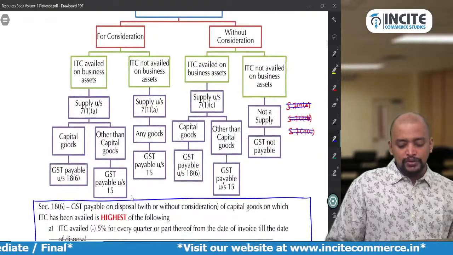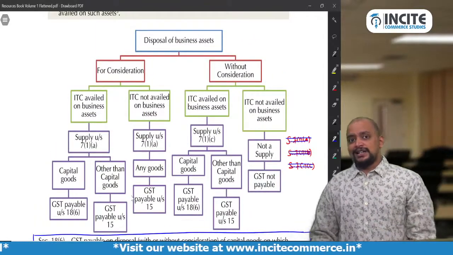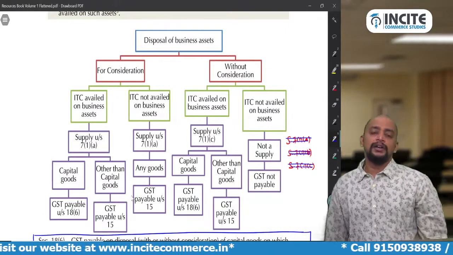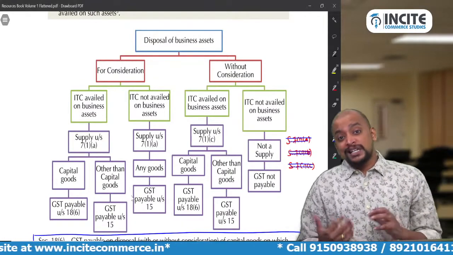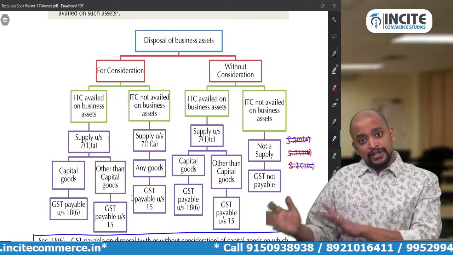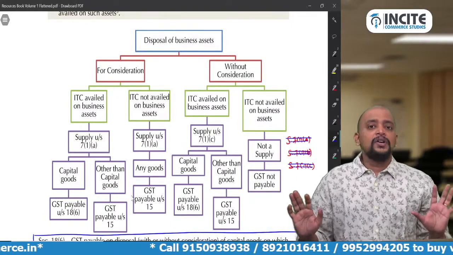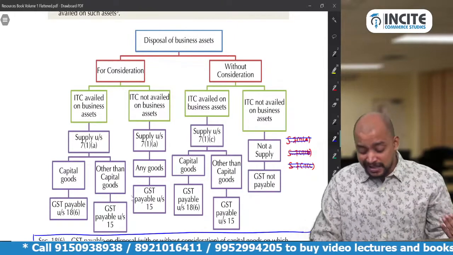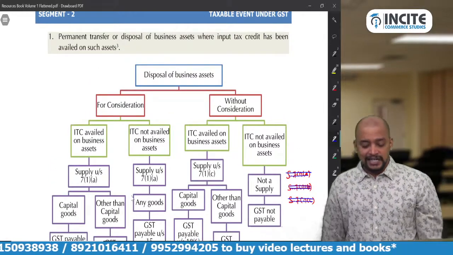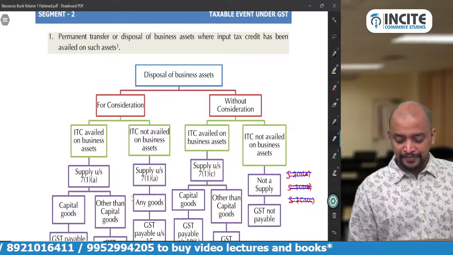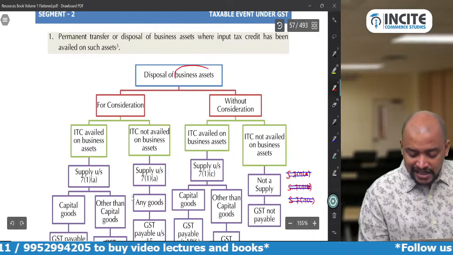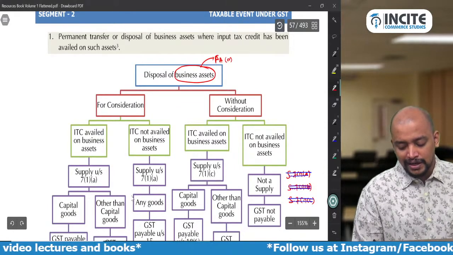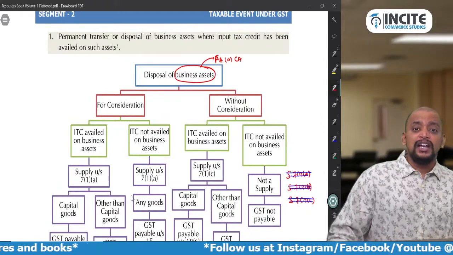Now I am just giving you one more point. Sir, whether that business asset is only capital goods or even stock will also come into this discussion. For example, I purchase some raw material and on purchase I avail the ITC and I dispose of that raw material without consideration. Will this come under 7(1)(c), disposal of business asset? Yes, because business asset need not be only fixed asset, it can be fixed asset or current asset.